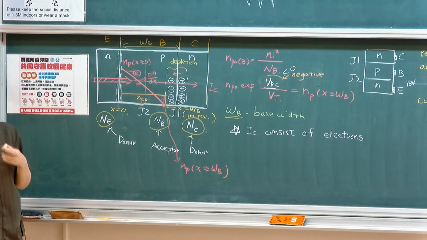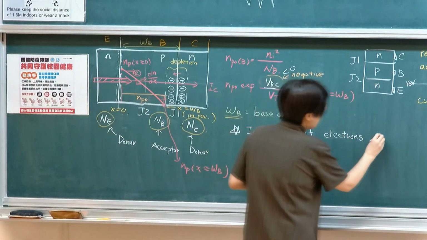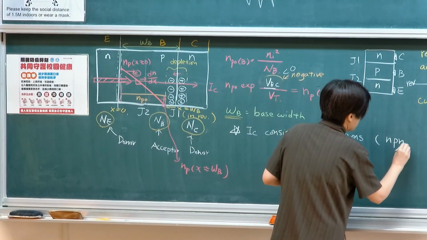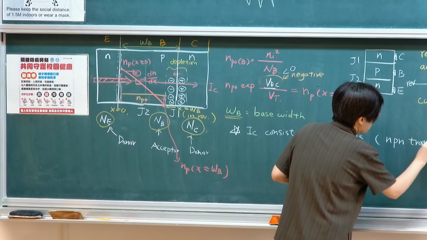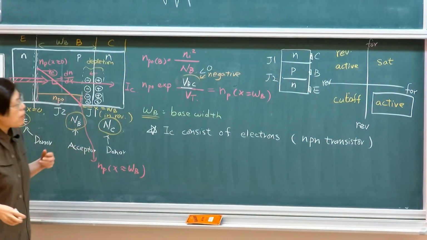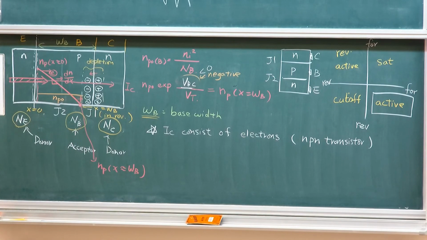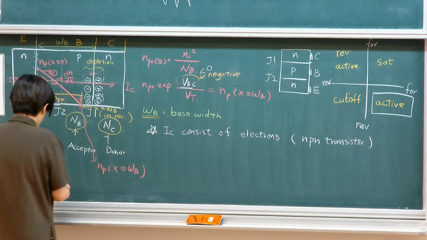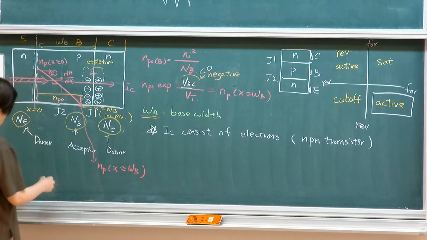But for collector current, it's only for, well, this is for NPN transistor. I want to highlight, if you're doing PNP, then it will be the reverse. So for NPN transistors, your collector current is electron current. The reason why isn't hole current going into your collector? There will be holes coming in from here.